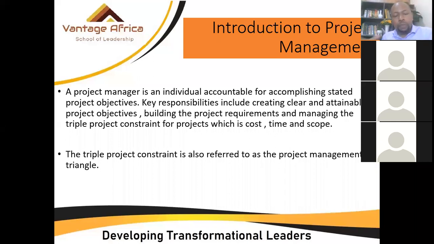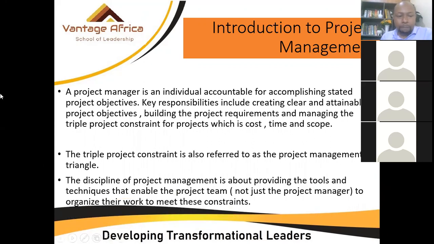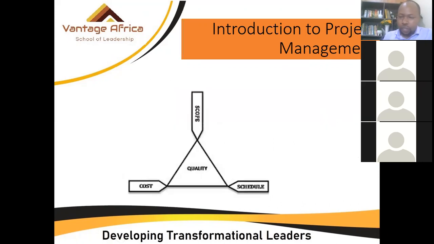So the triple project constraint is also referred to as the project management triangle. And we are saying that the discipline of project management is about providing the tools, techniques, and work that enable the project team, not just the project manager, to organize their work to meet these constraints. Now, this is what we are calling the project management triple constraints. And I want to spend a minute here.